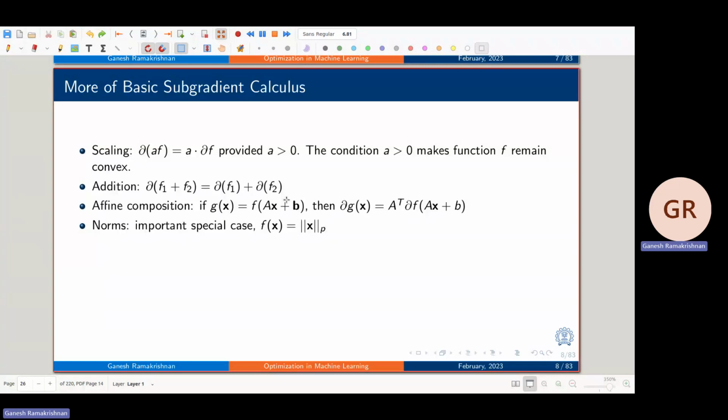Now let's get a fourth property. Three properties are simple. The fourth property is interesting. Norms, right? We have generally seen norms. So how do I compute the subdifferential of the pth norm? The p norm of x. It's a convex function, right? For some natural number p, p greater than 0.